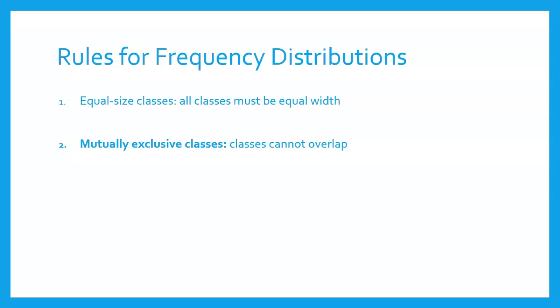They also must be mutually exclusive, which means they cannot overlap. So you can't have 0 to 5 and then 3 to 8. Right? Because 3, 4, and 5 would all fit into 2 different classes then. And we can't have that. They must be mutually exclusive.